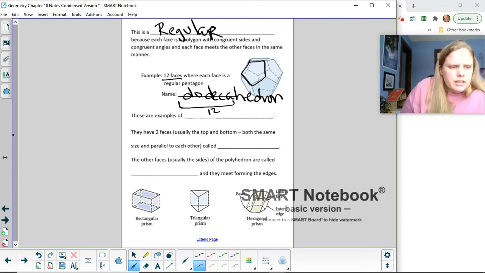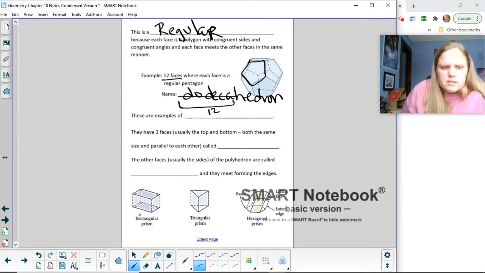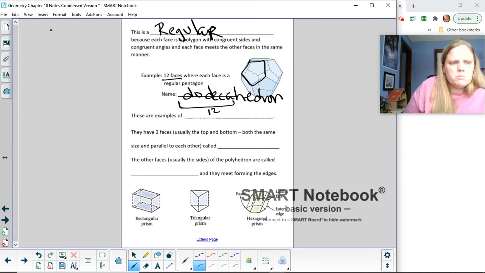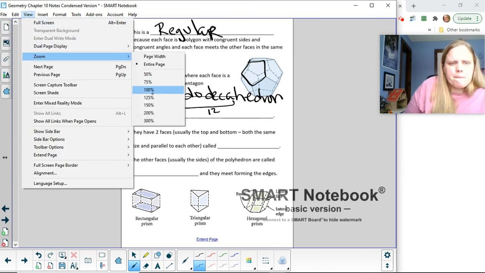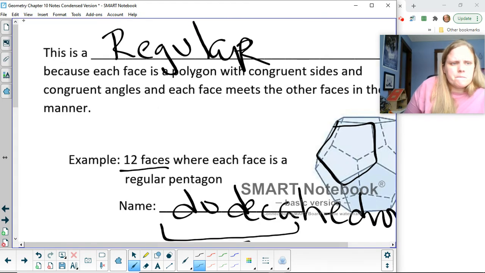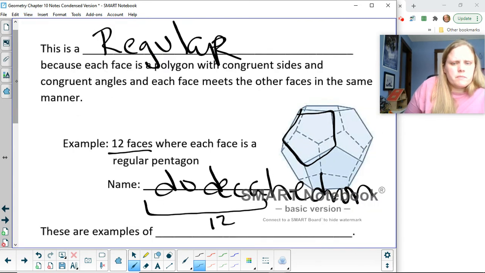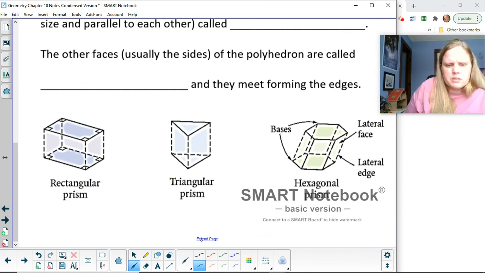All right, again, we're not covering all of this. Here's some examples of prisms. Zoom in a little bit here. That is clearly too close. Page back. Let's try that. Okay, so here's some prisms down here.